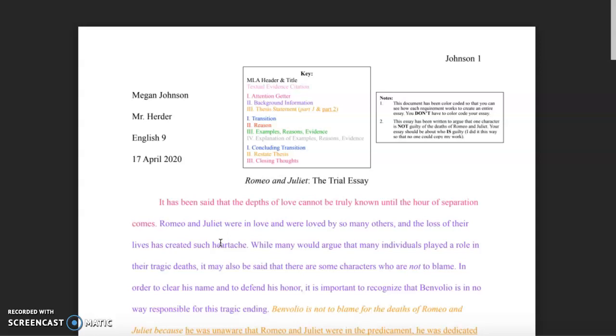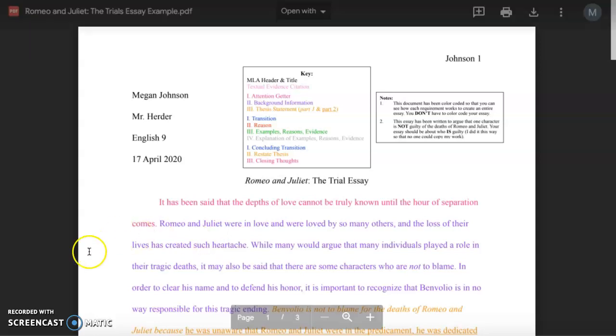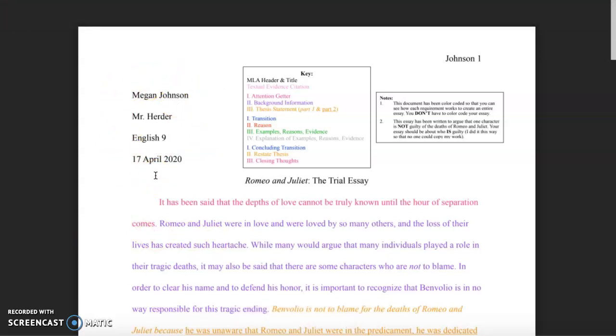So the first thing that I'm going to talk to you about is simply the format of this essay. So this essay follows MLA, and so I am going to point out that I'm using an MLA header, and so your header should look like this on your Google Doc. So first, you're going to list your name. Then you'll list the teacher's name, the class name.